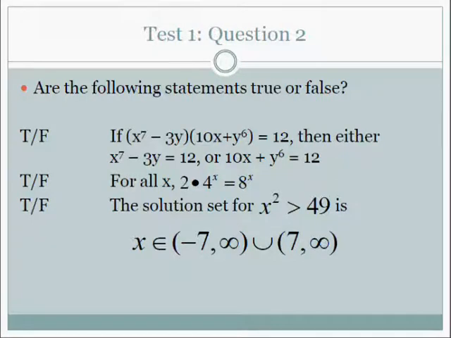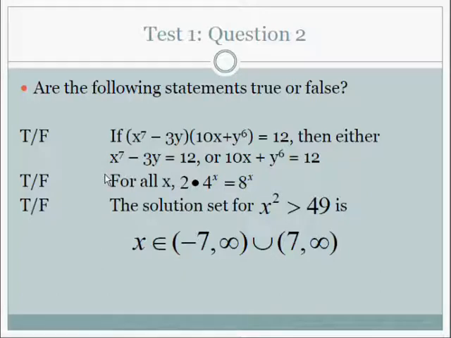So, question 2 is just a series of true-false questions. Again, I included more of them on the actual exam, but these are the ones that I thought were the most important for students. So true or false: if we have the product of two things, x to the 7th minus 3y and 10x plus y to the 6th, and the product of these two things is 12, is it true then that either that first term, x to the 7th minus 3y, has to be 12, or that second term, 10x plus y to the 6th, has to be 12? Is that true or false?